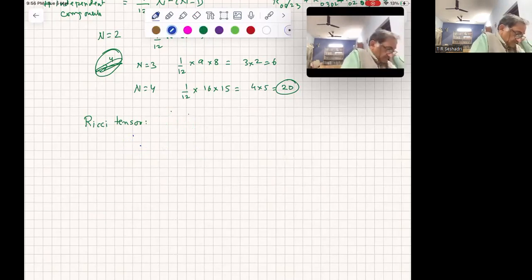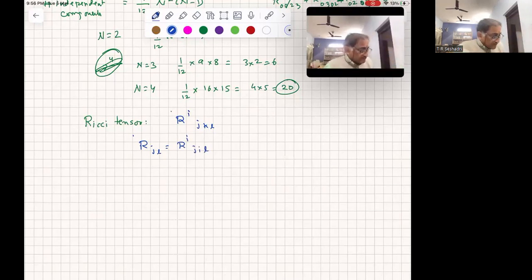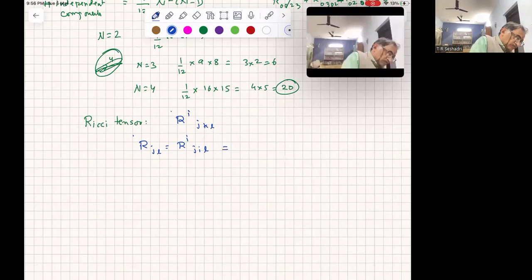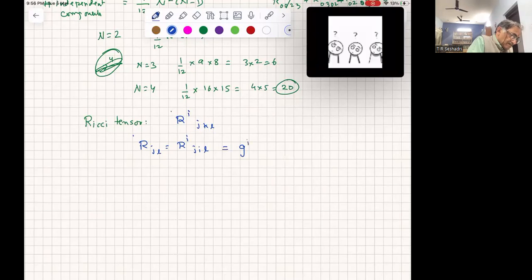So I have Rijkl, and I will define Rjl as Rijil. Okay, I contract with respect to these two indices. All right? Okay. And this is basically equal to g contravariant, right?